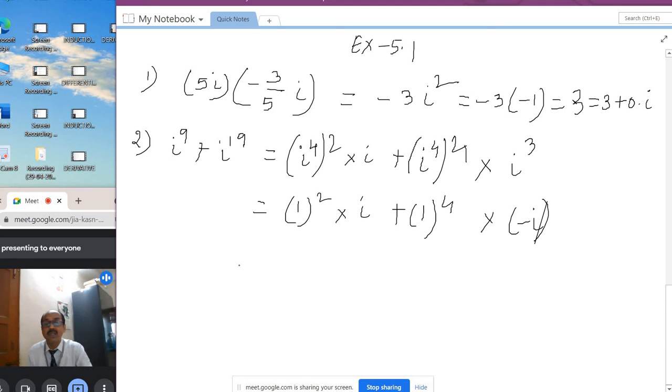i cube means minus i. So it is 1 into i, that is i, plus 1 to the power 4 is 1, so plus 1 into minus i, so minus i. So i minus i equal to 0. So the answer is 0.